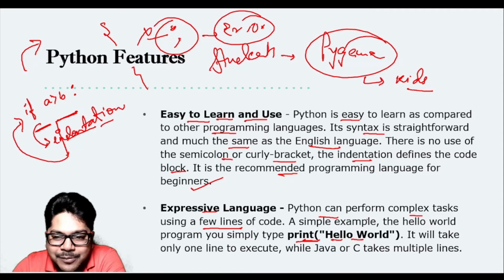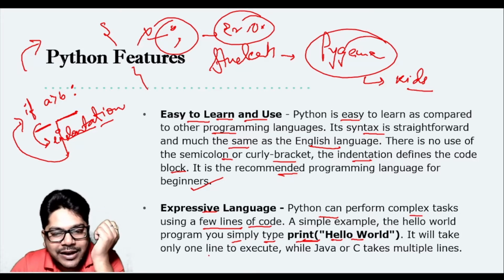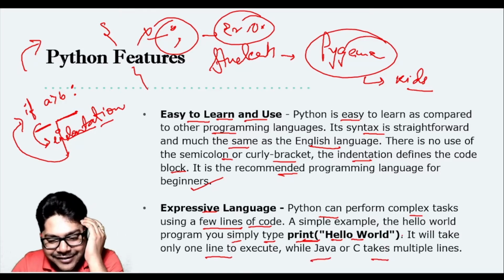So Python can perform complex tasks using a few lines of code. A simple example is the hello world program. You simply type print hello world, and hello world will be there on the output screen. It takes only one line to execute, while Java or C take multiple lines. That's why it is an expressive language, and it makes your task easier.